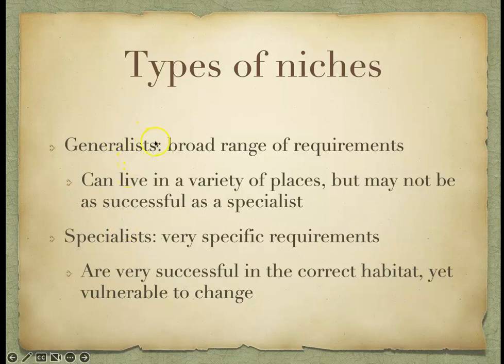Rats would be a generalist, where rats can live almost anywhere and off of so many different things that there may not be as many of them in one location compared to a specialist, but they're over a broad range of locations.